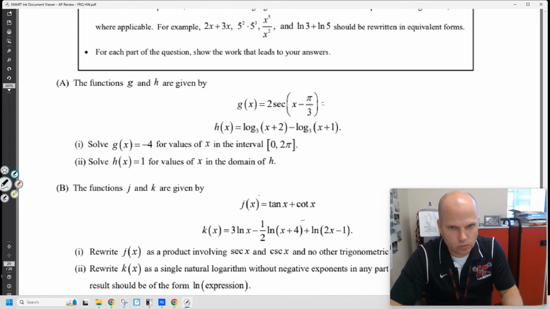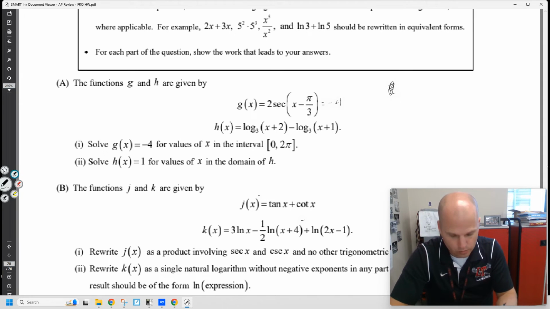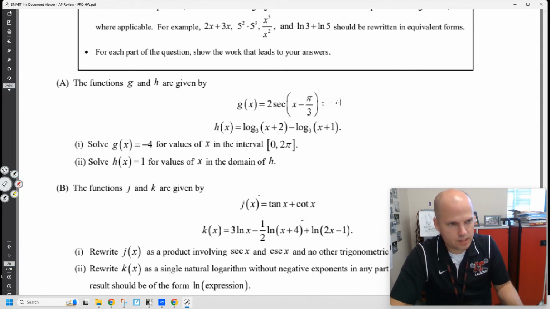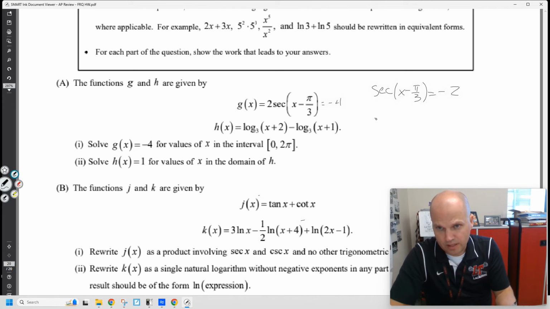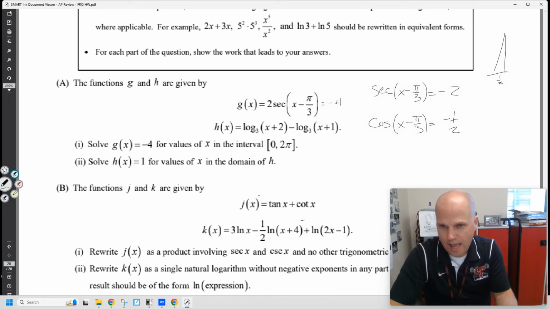So, when does this equal -4? Okay, that's no big deal. Divide both sides by 2. We get secant of (x minus pi over 3) equals -2. Secant equaling that is the same as cosine equaling -1/2. Pi over 3 triangles, cosine being 1/2.